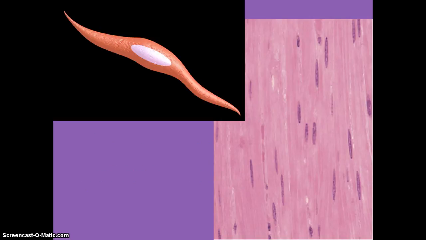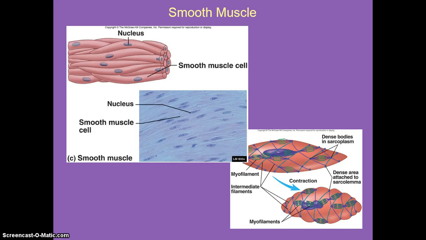Up left is an artist illustration of one smooth muscle cell, and to the right you can see an actual image of smooth muscle cells. Note it does in fact look smooth because we're not seeing any striations going across the cells. Here are some more illustrations of smooth muscles.